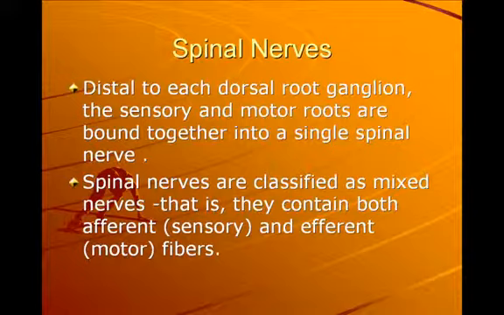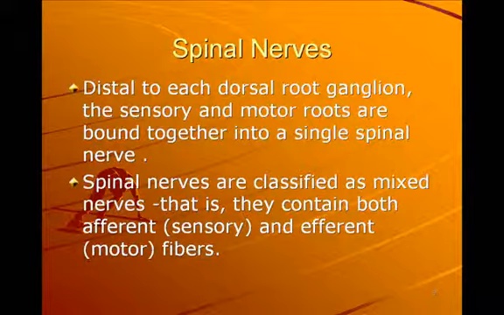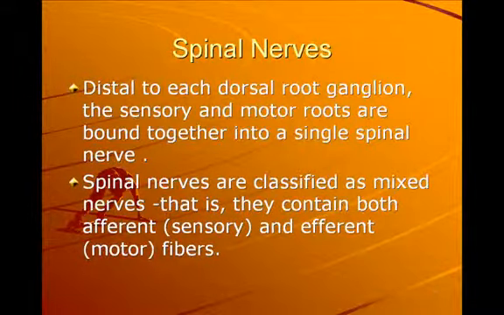Distal to each dorsal root ganglion, the sensory and the motor roots are bound together by a single spinal nerve. Spinal nerves are classified as mixed nerves, which means they contain both afferent sensory and efferent motor fibers.